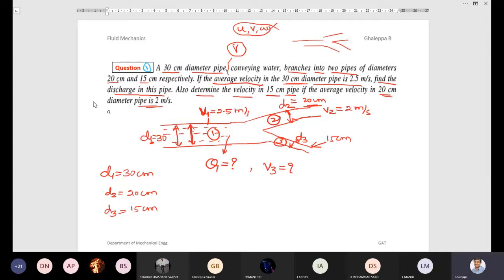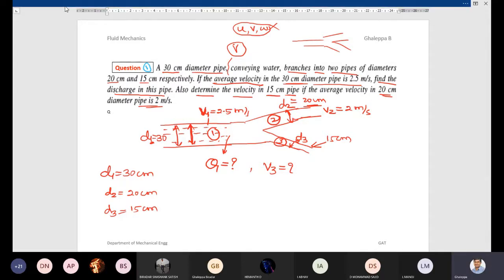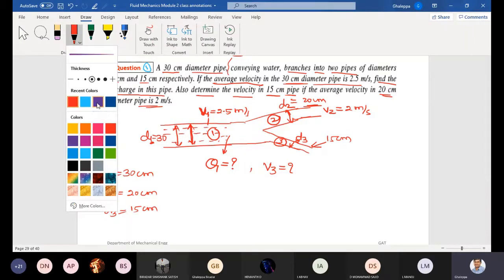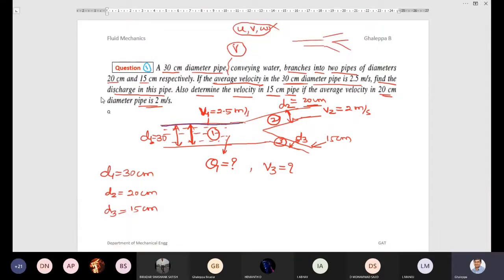A 30 centimeter diameter pipe. Let me take one different color so you'll understand better. A 30 centimeter diameter pipe is from here to here. So this 30 centimeter pipe, I will take it as first pipe. Okay. So this pipe is divided into two branches, second pipe and third pipe. And the diameter of each pipe is given in the numerical. Diameter of the first pipe is 30, diameter of the second pipe is 20 centimeter, and diameter of the third pipe is 15 centimeter. That we have written in the given data.